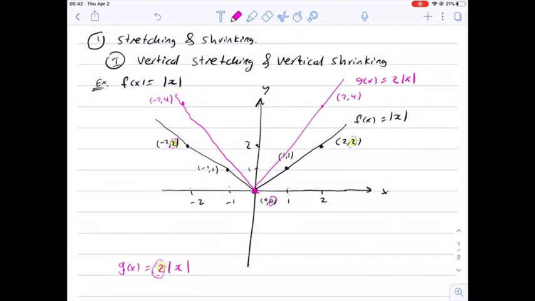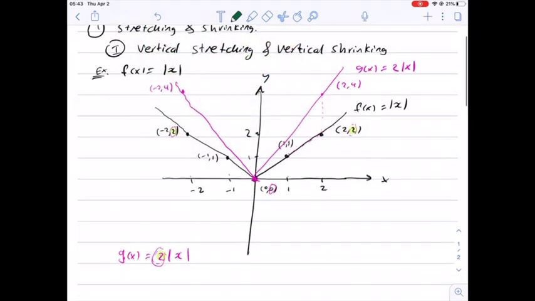If we multiply a function by a constant that's greater than 1, we get stretching in the vertical direction, or we get vertical stretching. As we can see, any point on the curve of the graph of the original function absolute value of x will be stretched, or the corresponding point becomes greater than that point. That means we have stretching here.